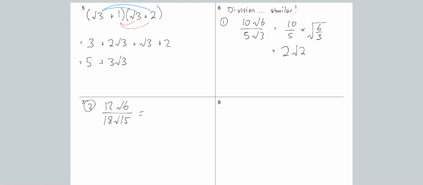Okay, so we look at the rational part first, 12 and 18. We say what's the biggest number that will go into 12 that will also go into 18? It's 6. Yeah, so we're left with 6 2s are 12 and 6 3s are 18. Okay, I know fraction knowledge is a bit dodgy sometimes, so I'm just making sure you're okay with that. And what's the biggest number that will go into 6 that will also go into 15? 3. So I'm left with root 2 on top and root 5 on bottom. So I've got 2 root 2 over 3 root 5.